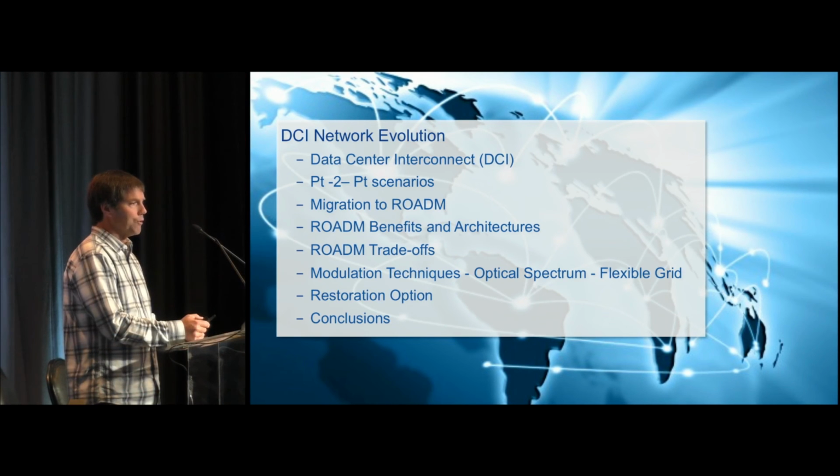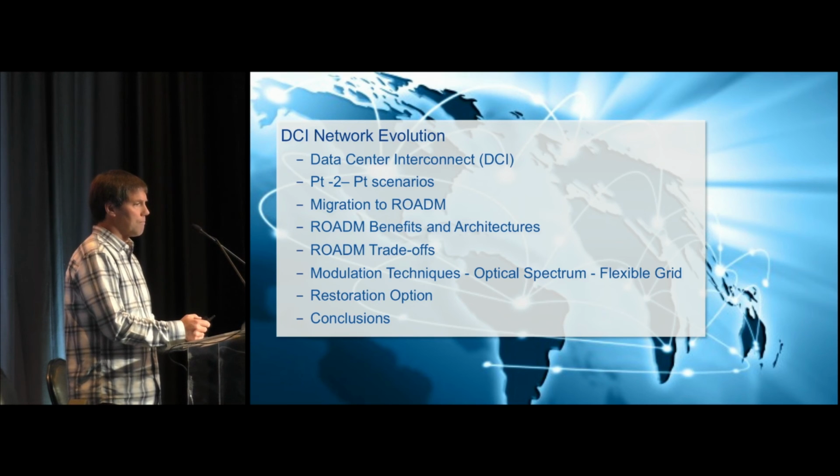So if we get a chance to get through all this agenda in the 45 minutes I have, that'll be great. But I want to give a little bit of background about data center interconnects, the typical standard point-to-point scenario that people use today, and why and how, the value or need to migrate to ROADM when you start to have large numbers of local interconnects building mesh topologies, and then a comparison of three ROADM architectures, the trade-offs associated with those, and then talk about optical spectrum.